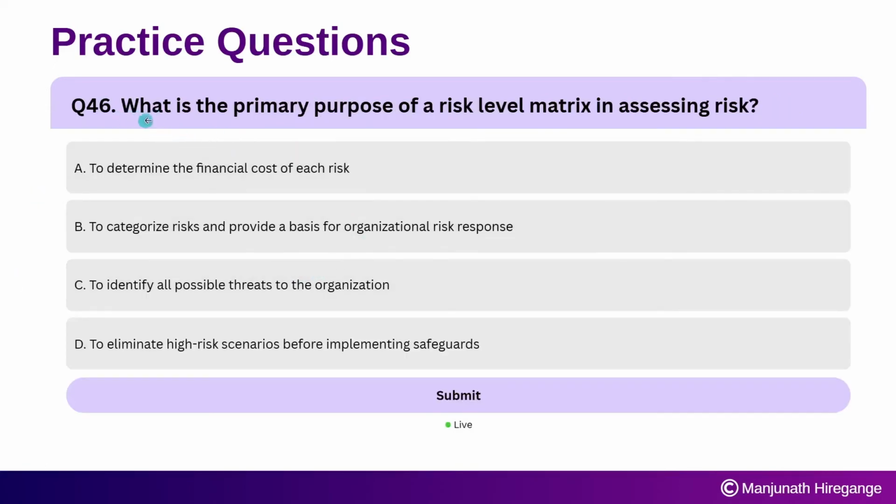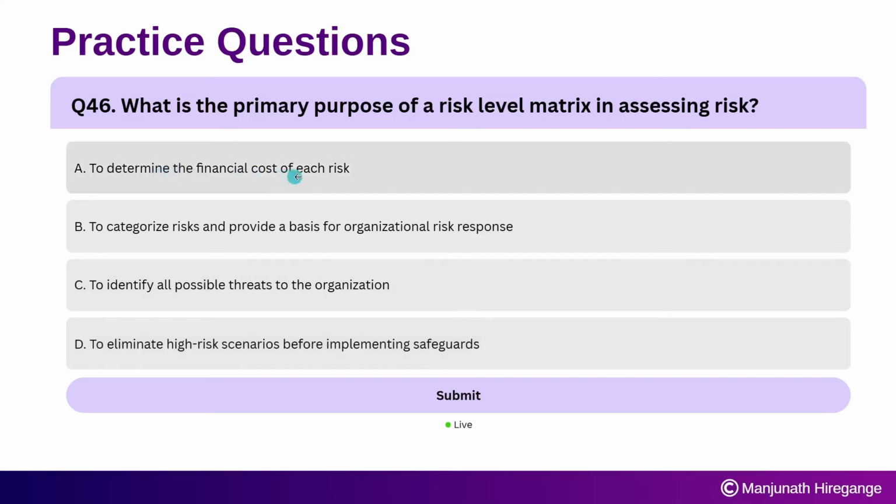Question number 46. What is the primary purpose of a risk level matrix in assessing risk? We are asking about the primary purpose of a risk level matrix, not about risk assessment. Option A, to determine the financial cost of each risk; option B, to categorize the risk and provide a basis for organizational risk response; option C, to identify all possible threats to the organization; and option D, to eliminate high risk scenarios before implementing safeguards.